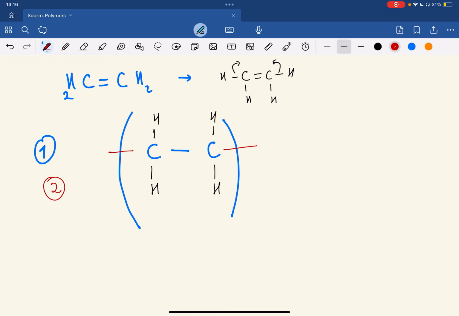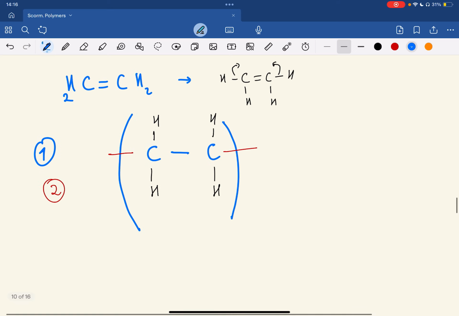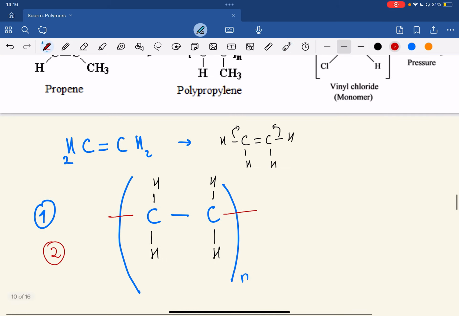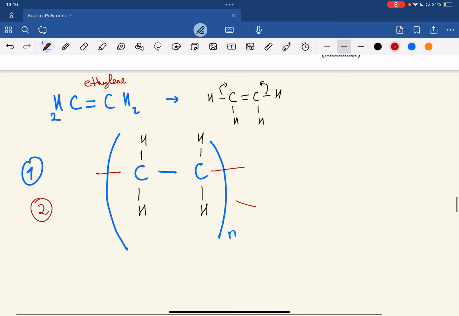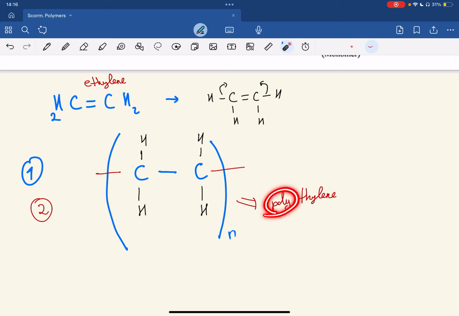And there is one more step to write. Please don't forget to write an N. N means number. And what's the name of this molecule? Ethylene. What will be the name of this polymer? Of course, it will be polyethylene. So nothing else. We just need to add poly as a prefix on the left side of the name.